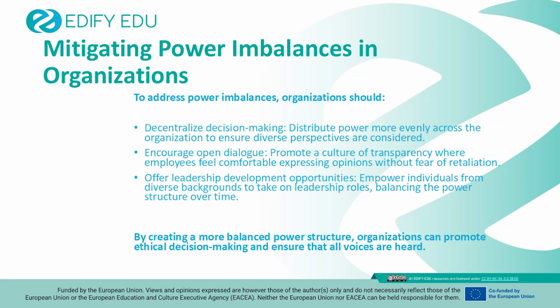Mitigating power imbalances in organizations. To mitigate power imbalances, consider decentralizing decision-making. Distribute decision-making authority to ensure diverse viewpoints are considered. Encourage open communication. Promote transparency and encourage employees to voice concerns without fear of retaliation. Provide leadership opportunities. Offer leadership training to employees from diverse backgrounds, helping to balance power within the organization. A more balanced power structure leads to more ethical decision-making and a stronger sense of fairness within the workplace.